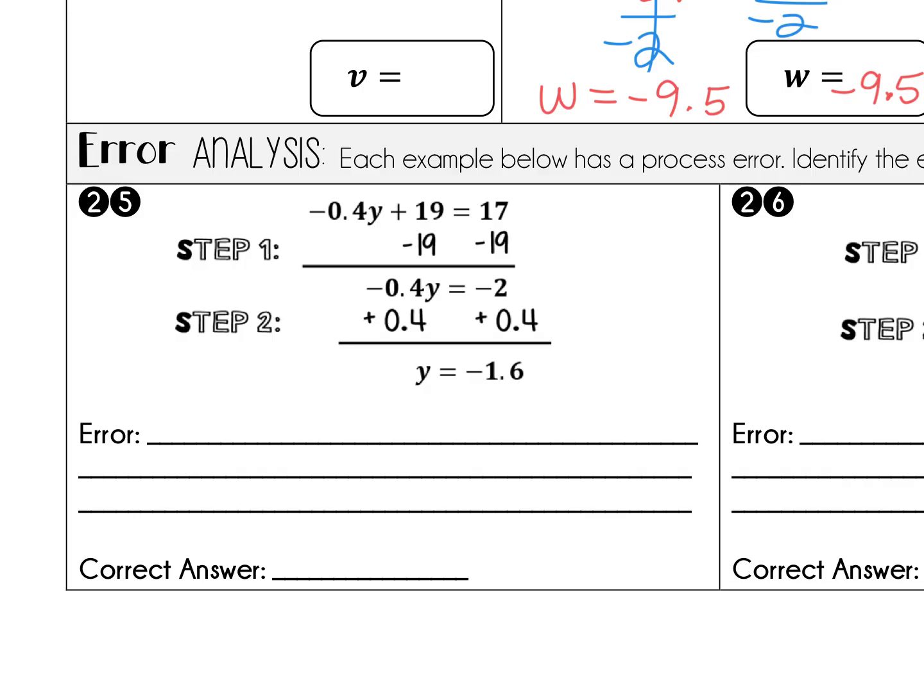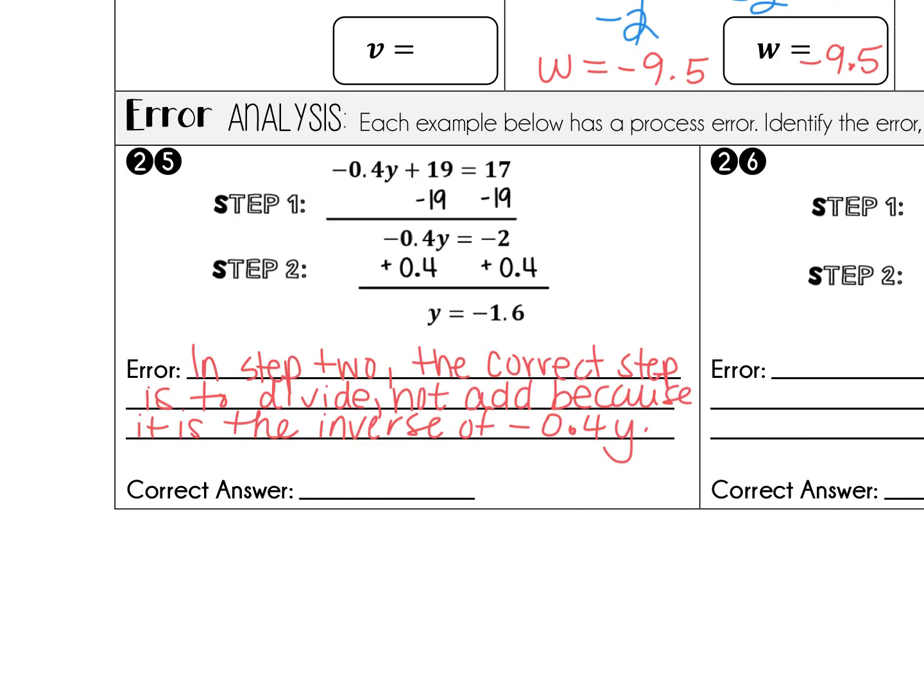And then in step 2, they added 0.4 to both sides, isolating the variable and getting us to a solution of -1.6. I'm going to ask you to just kind of follow those steps again from top to bottom and see if you can identify that error. All right, did you find it? The error is in step 2. The correct step is to divide, not to add, because it's the inverse of -0.4y or -0.4 times y.